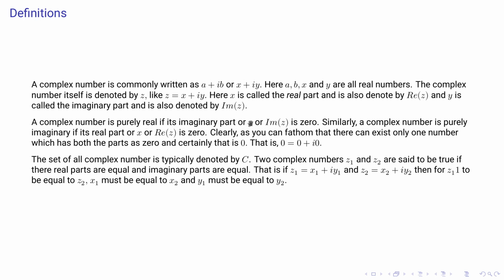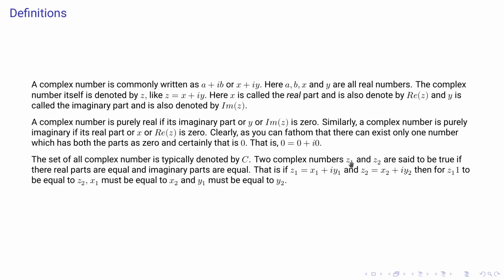Now if the imaginary part, that is y or b, is 0, then the complex number is purely real. And if a or x are 0 and b and y are not 0, then the complex number is purely imaginary. Now you can clearly imagine that when you think of 0, 0 can be written as having real part 0 and imaginary part 0. The set of all complex numbers we typically denote by C.